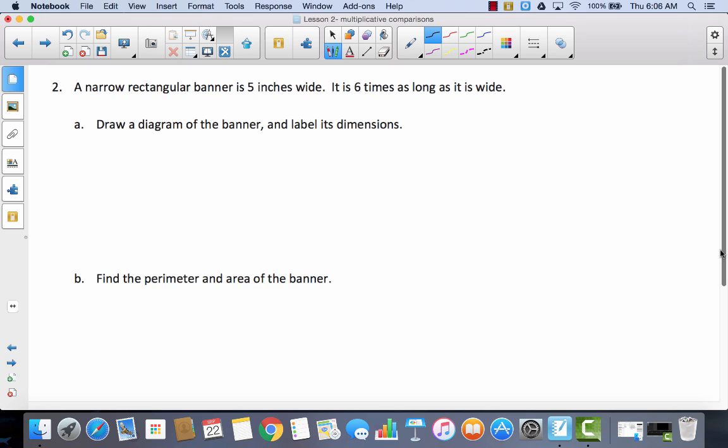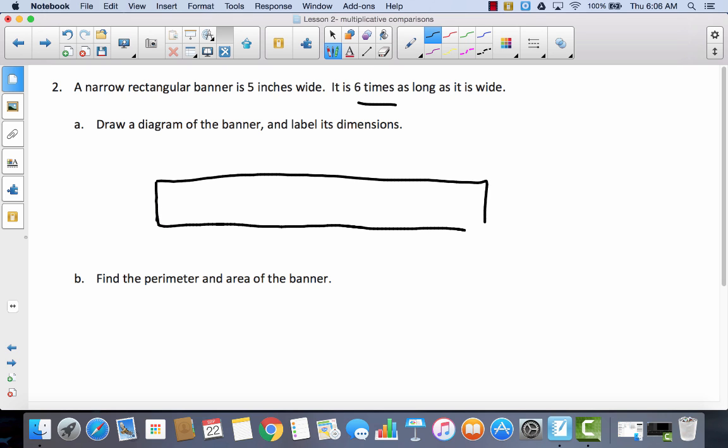Now we have a rectangular banner, which is 5 inches wide. It is 6 times as long as it is wide. So we're going to draw a diagram of the banner and label its dimensions. So let's start with a tape diagram here. And I'm going to make it kind of long because it said it's 6 times as long. Plus, banners are really long and narrow. Like if you think about a happy birthday banner, they're really long and skinny.